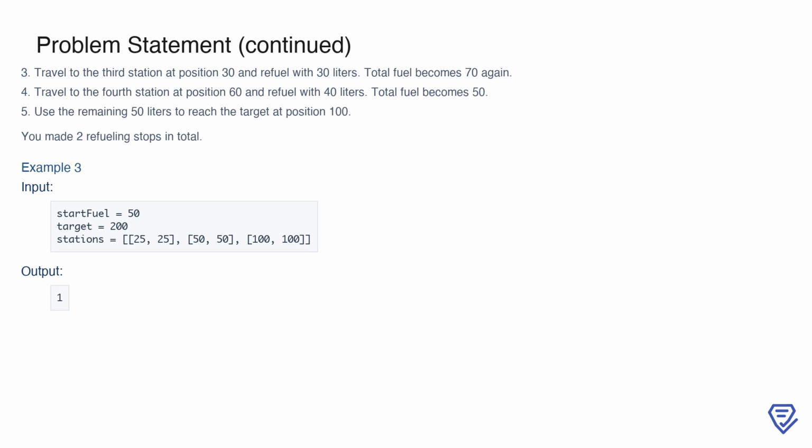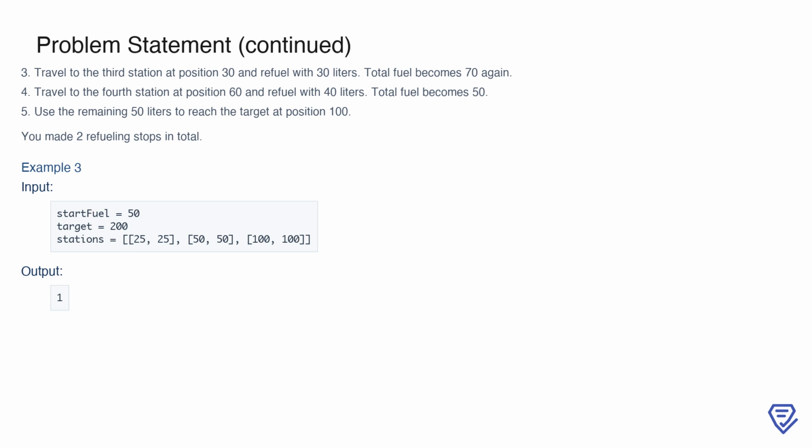Let's explore another example. In this scenario, you start with 50 liters of fuel, and the target is 200 kilometers away. There are 3 gas stations along the route, at positions 25, 50, and 100, each offering increasing amounts of fuel. You begin by traveling to the station at position 25, using 25 liters of fuel, and refuel with 25 liters to restore your total to 50 liters.